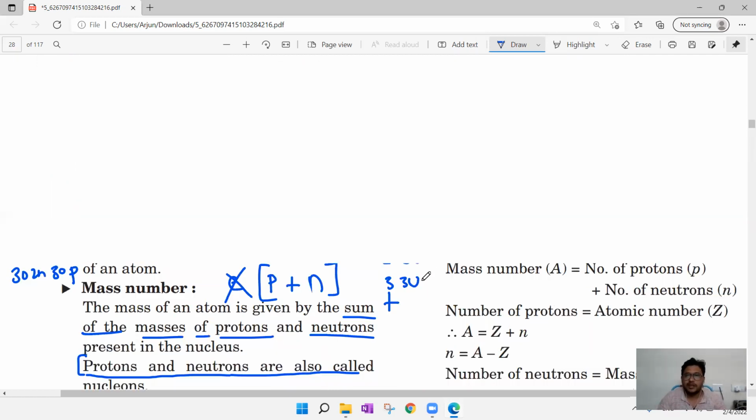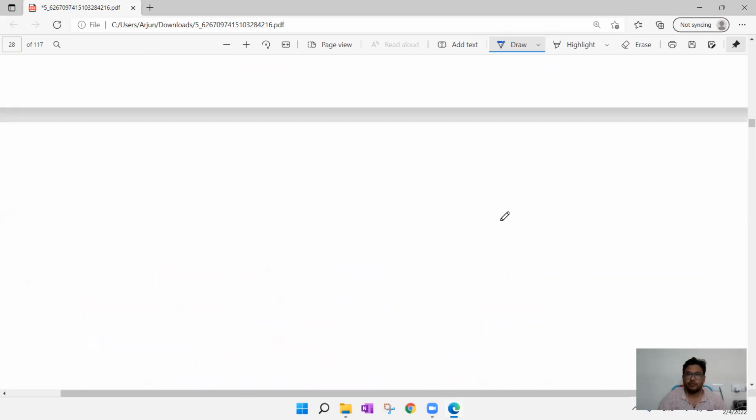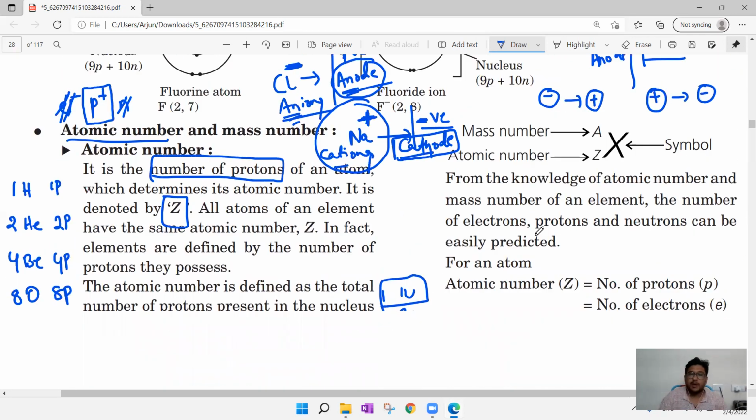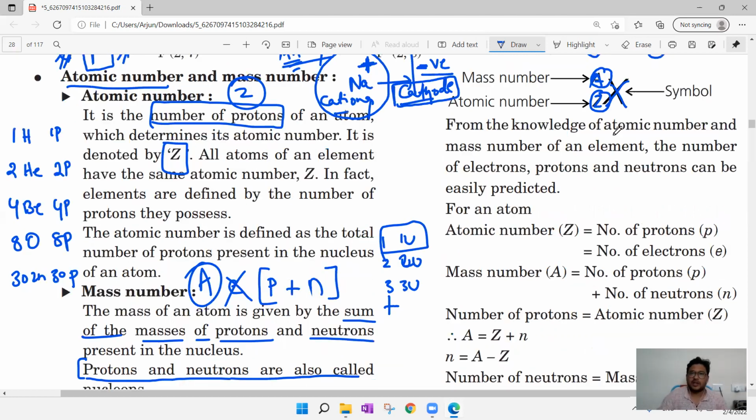And for mass number, they have given an example. Here you see, mass number is represented with the letter A, and atomic number is represented with the letter Z. So here we draw the symbol with atomic number and mass number. We have to remember atomic number is represented with Z, mass number is represented with A. From the knowledge of atomic number and mass number of an element, the number of electrons, protons, and neutrons can be easily predicted.